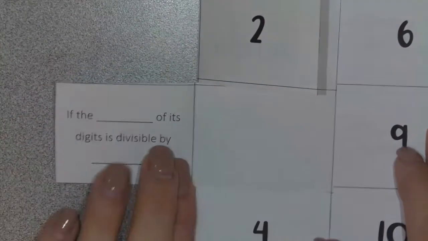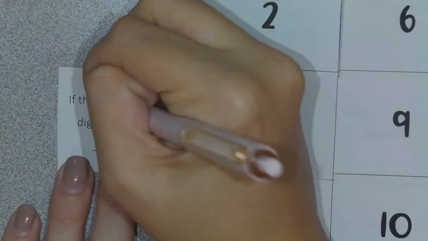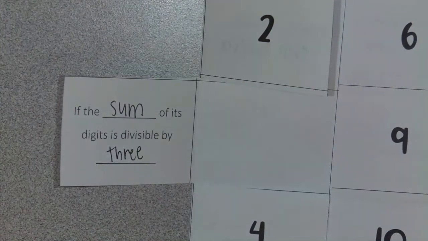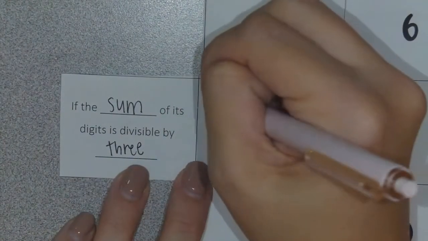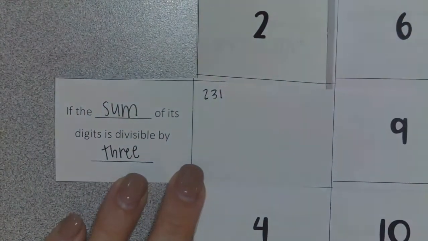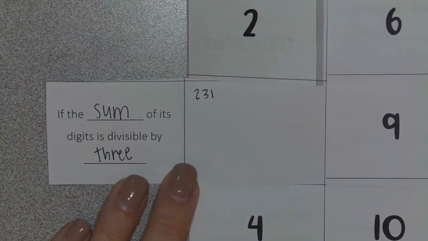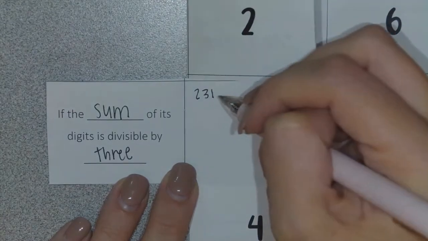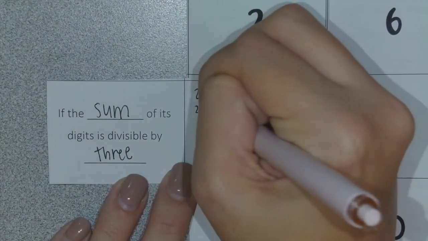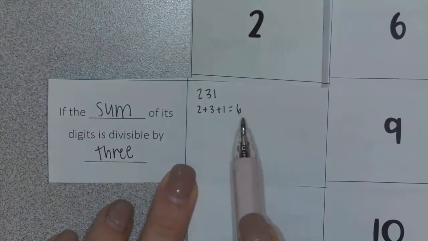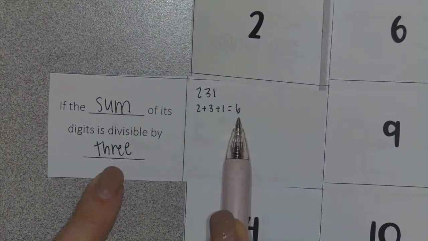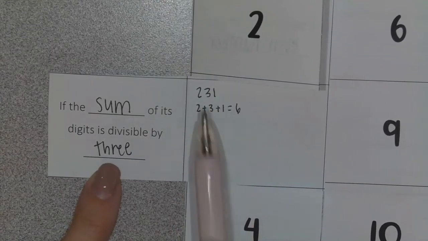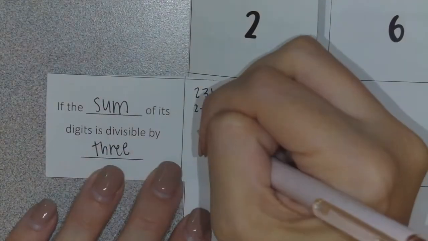Let's talk about if it's divisible by 3. A number will be divisible by 3 if the sum of its digits is divisible by 3. Here's what I mean by this. Let's take, for example, the number 231. The sum of its digits: 2 plus 3 gives me 5, 5 plus 1 gives me 6. So 2 plus 3 plus 1 equals 6. If 6 is divisible by 3, then 231 is divisible by 3. And sure enough, 6 is divisible by 3, so 231 is divisible by 3 as well.